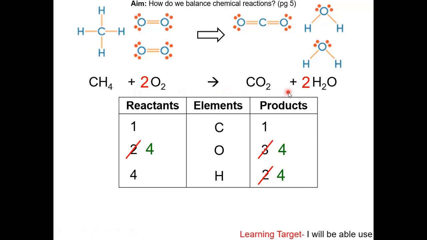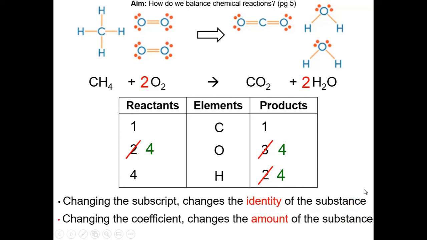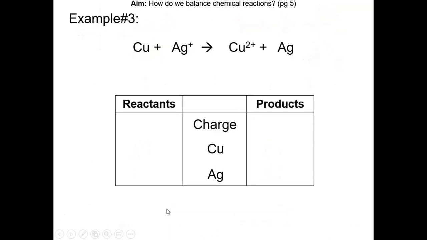Now this chemical equation is balanced because the law of conservation of mass in atoms is observed, and this table proves it. So just to review, changing the subscript changes the identity of the substance. Changing the coefficient changes the amount of the substance. So when it comes to balancing chemical equations, we can only change the coefficient and not the subscript. Let's look at example 3.